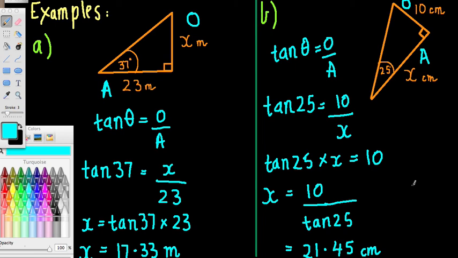So all up, we'll have 6 examples altogether. We'll have 2 examples for each of the ratios that we have looked at, so the 3 trig ratios: sine, cos, and tan.